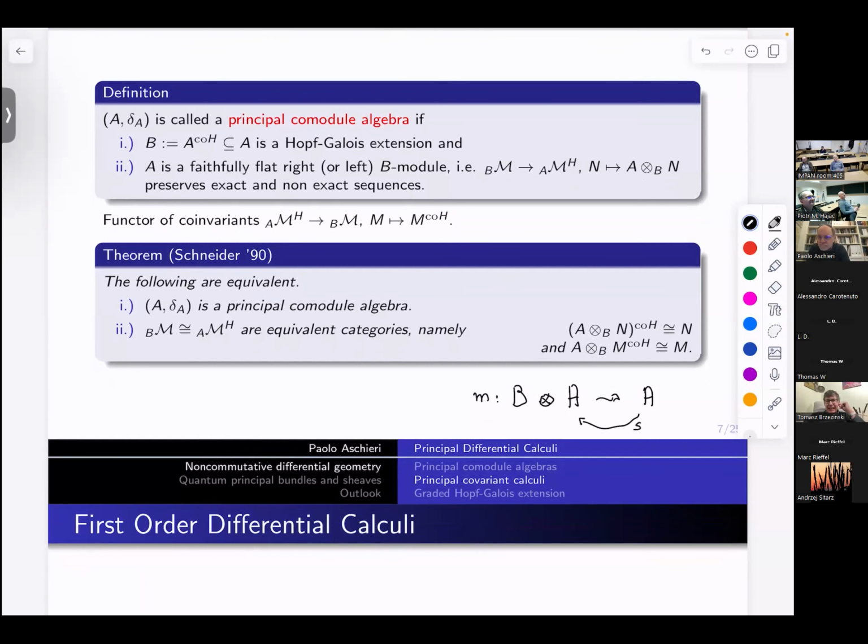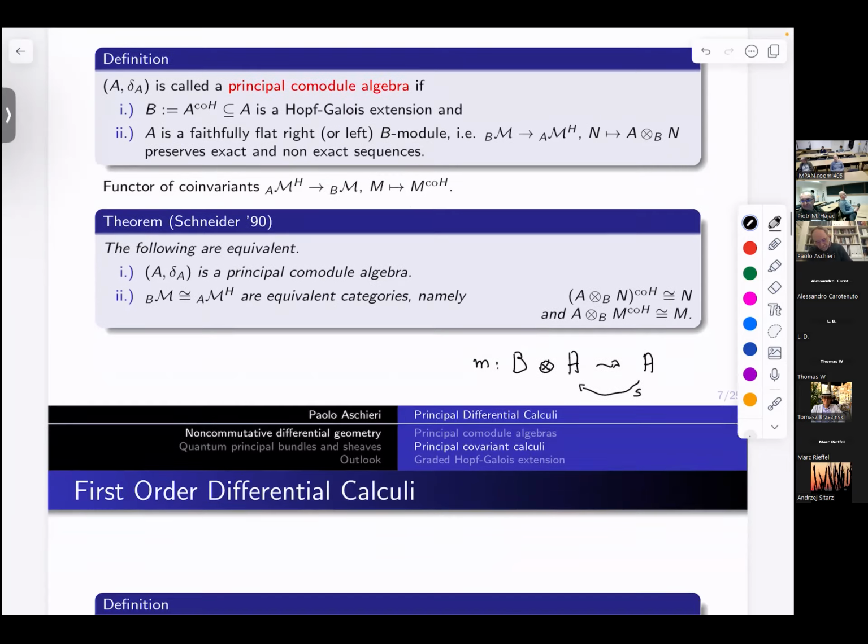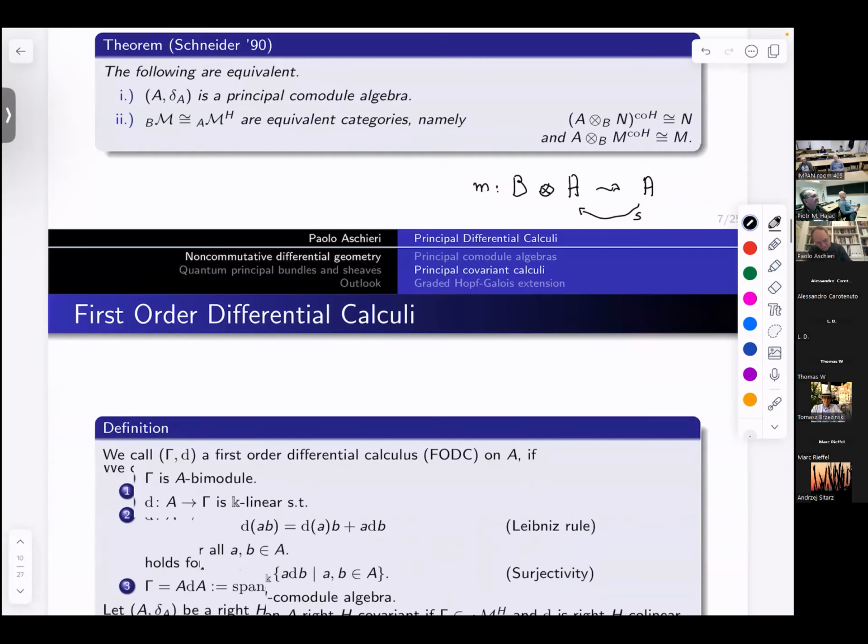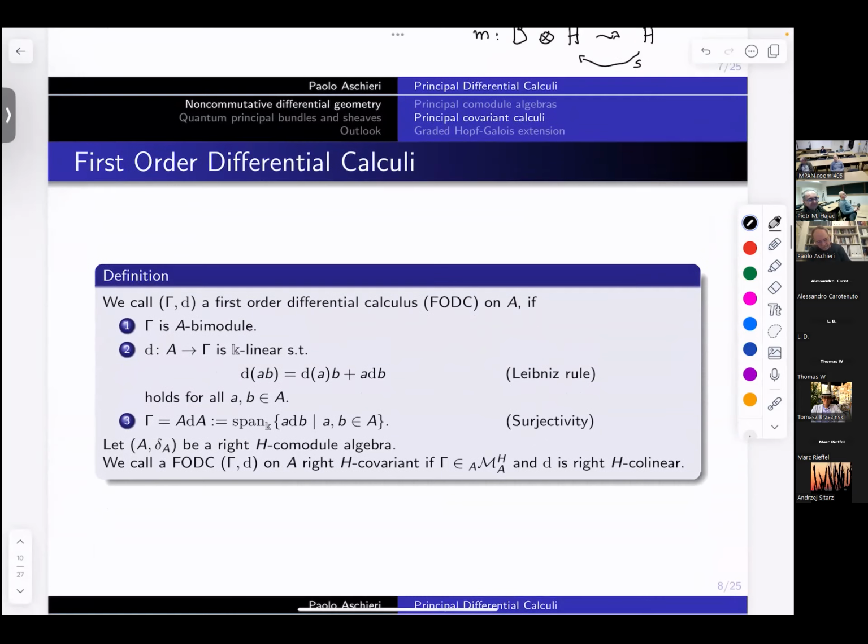I think the second statement in Schneider's theorem actually says that the functors that you wrote are inverse equivalences. Yes. Not enough just saying that the categories are equivalent, but they are equivalent via particular functors. One is coinvariants and the other is tensoring. True that, yes. Absolutely. Thank you for this comment. So we will indeed use these functors briefly on.